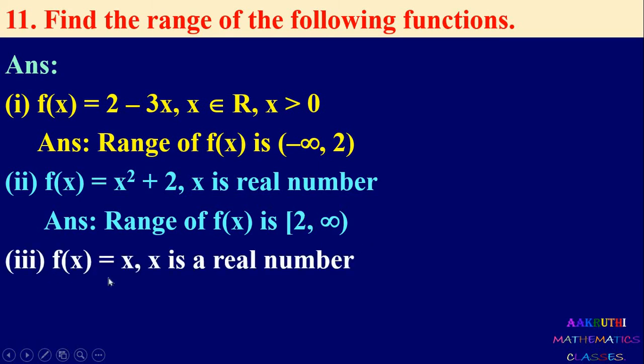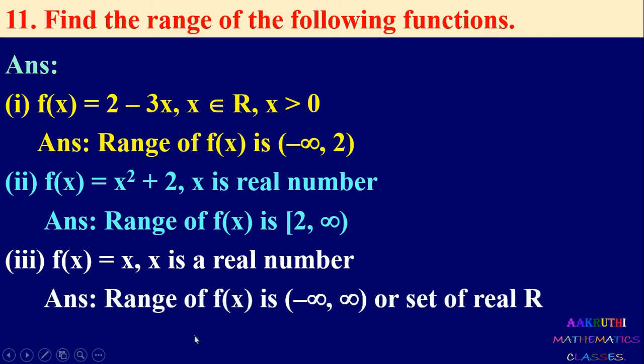So next problem, f of x is x, x is real number. Here f of x is x, it is a identity function. For identity function, range is set of all real numbers. Here range is set of all real numbers and it can be written as minus infinity to infinity, that is set of all real numbers. Therefore, range of the function f of x is set of all real numbers. It is a identity function. For identity function, range is set of all real numbers.